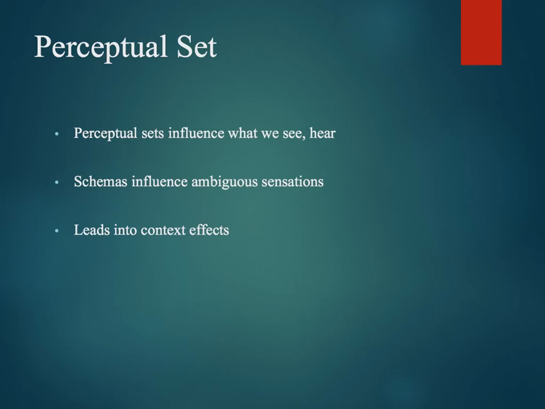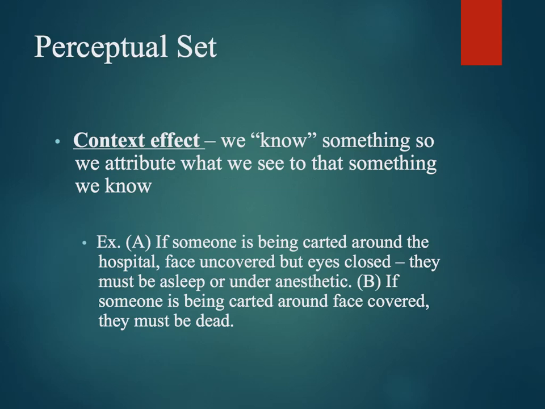All right, so perceptual sets influence what we see, hear, and how we perceive the environment around us. They also influence our schemas when we are experiencing ambiguous or vague sensations. And it also leads to context effects. A context effect is when we know something, so we attribute what we see to something we know. Or in other words, it's how we take the context of what we're experiencing into consideration.